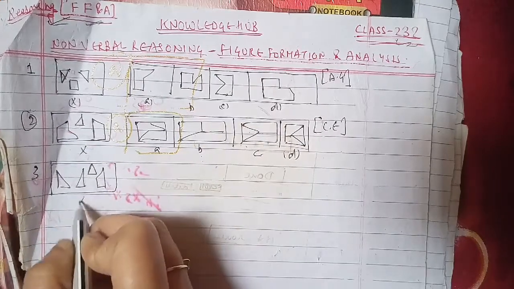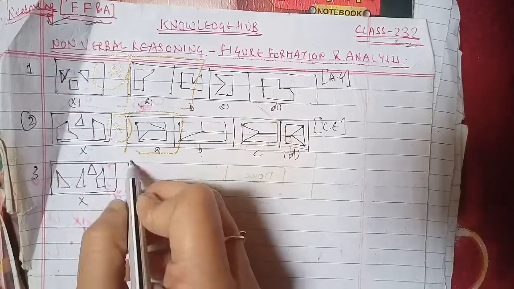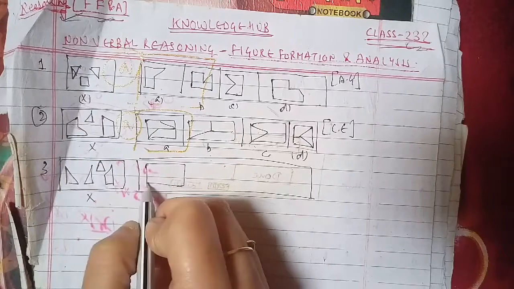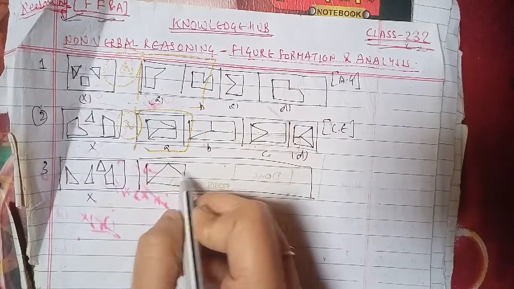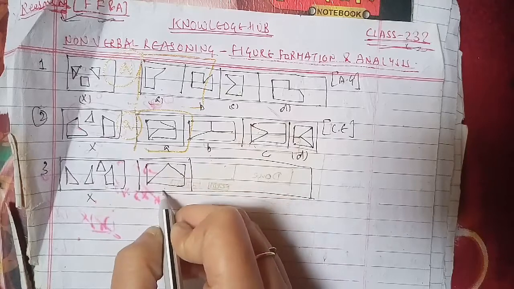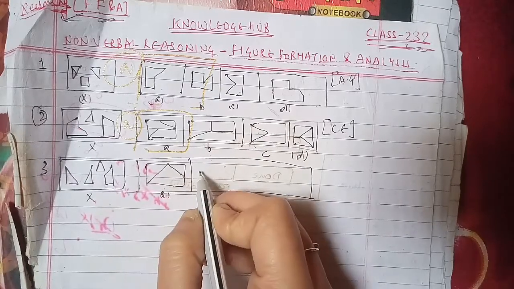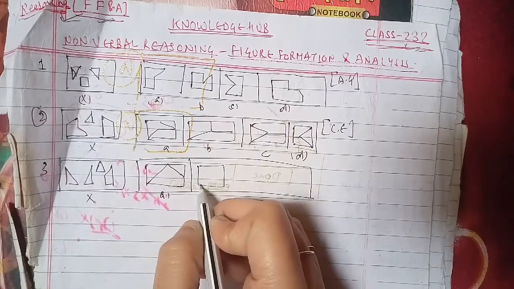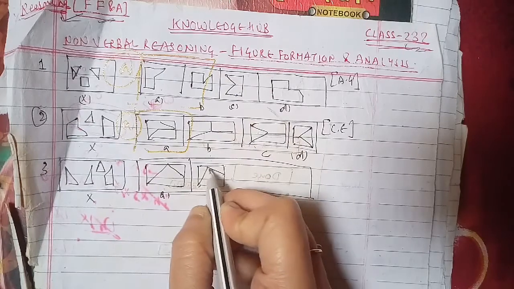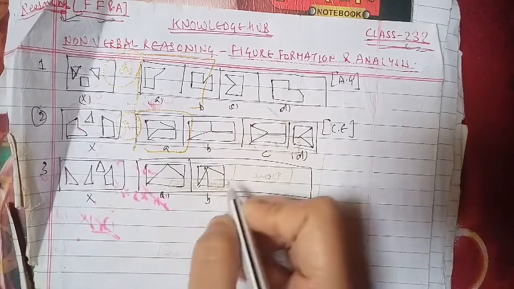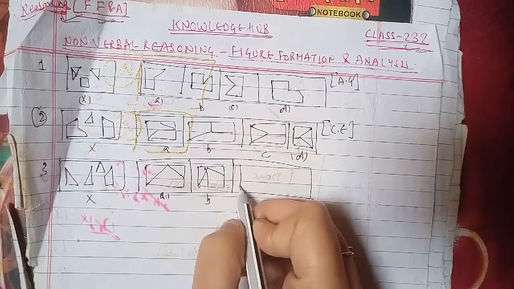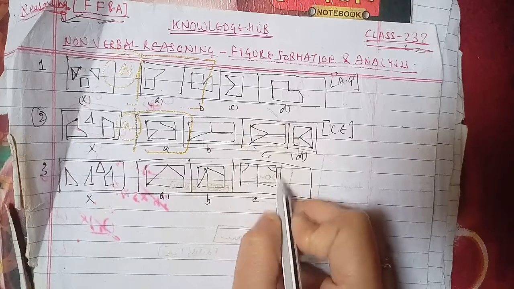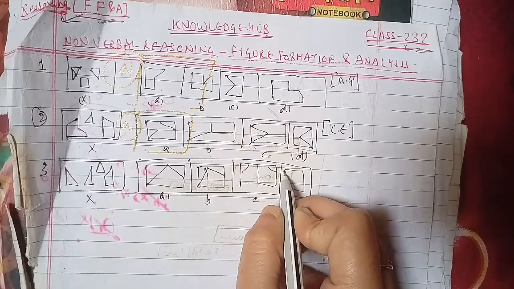This has been the third one, which has been the figure X. We have here A, B we have, this is B, C we have, and the D we have.